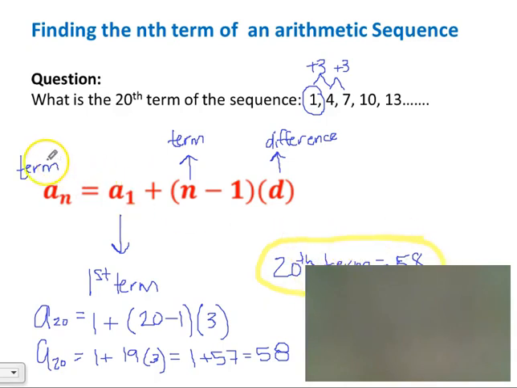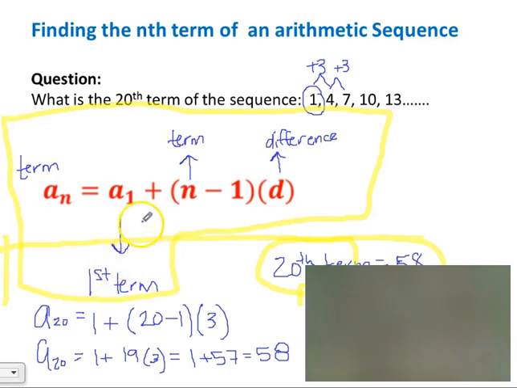So make sure you copy down this formula and what each of the letters and variables represent in that formula. And you know that you can use this formula to find any term in an arithmetic sequence. I'm going to go on to the next slide now, so if you need more time, go ahead and click pause.